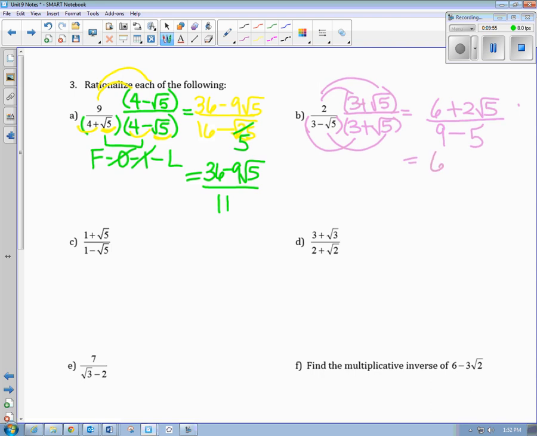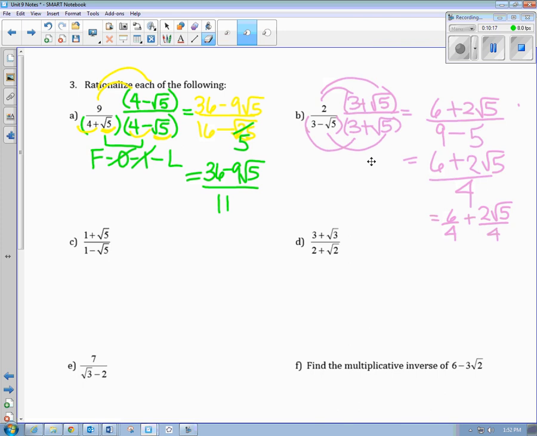So this is 6 plus 2 radical 5 over 4. And when we get to this point, we are looking at going through and reducing. And we talked previously about how if you have two terms on the top and one on the bottom, you need to split that up so that you can go through and reduce.